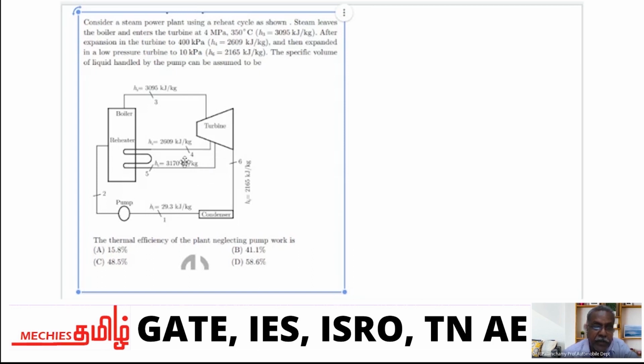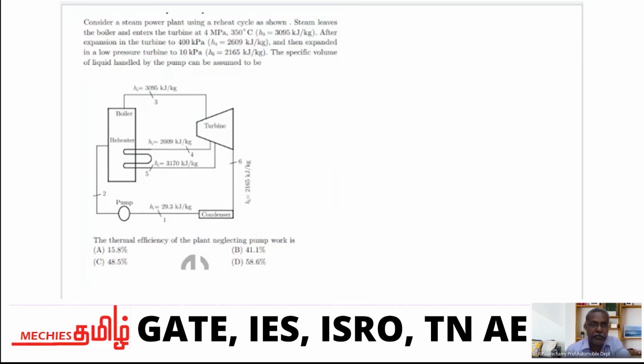Here we reheat, and after reheating it goes again to the turbine and then the condenser. First, the cycle is: steam from the boiler goes to the turbine. Here it expands, and at the intermediate stage the steam goes to the boiler, where it is reheated. Reheated, it again expands in the turbine and goes to the condenser, pump and again the boiler. Okay, this is the cycle. Only if you understand this can you solve this problem.